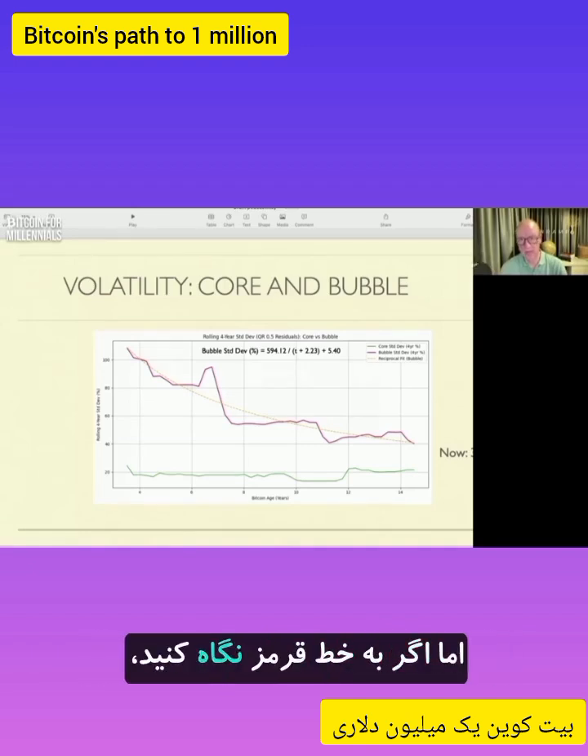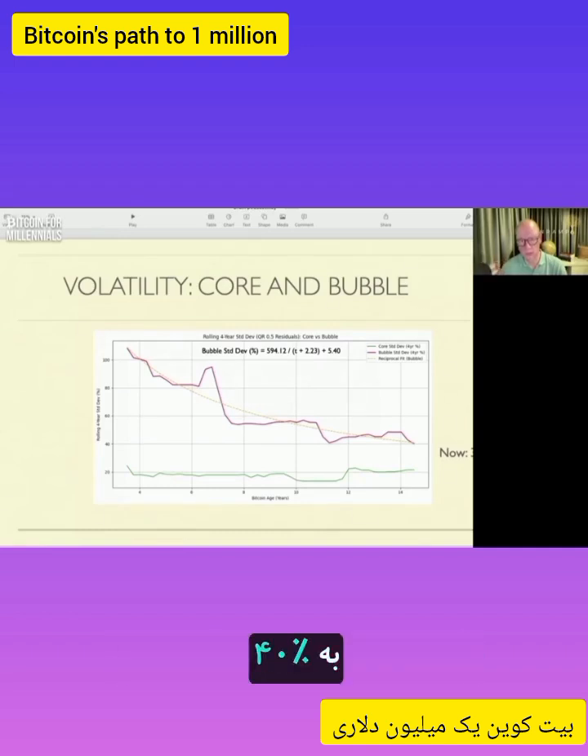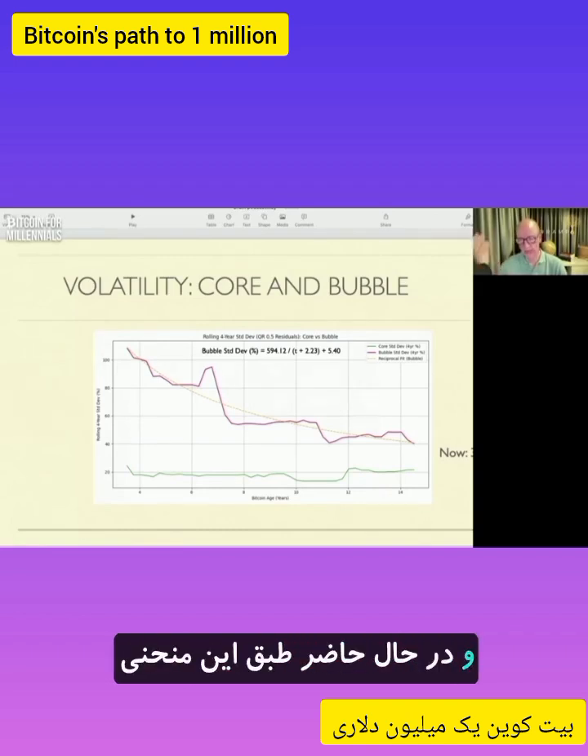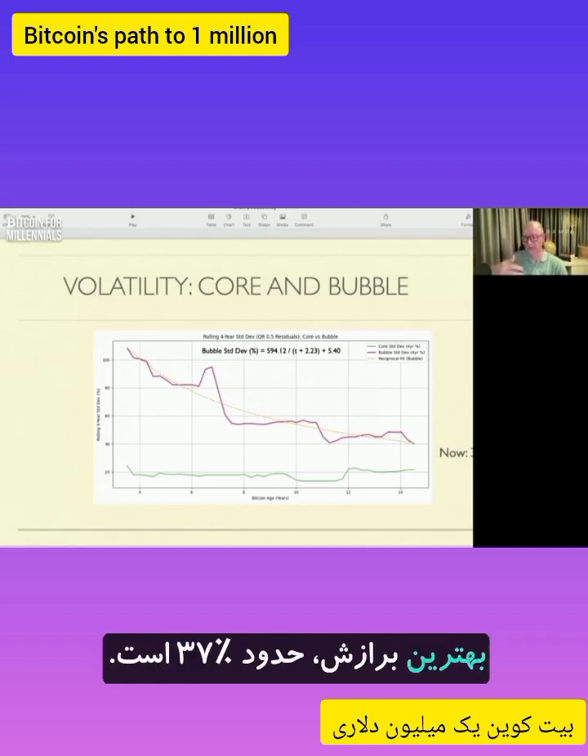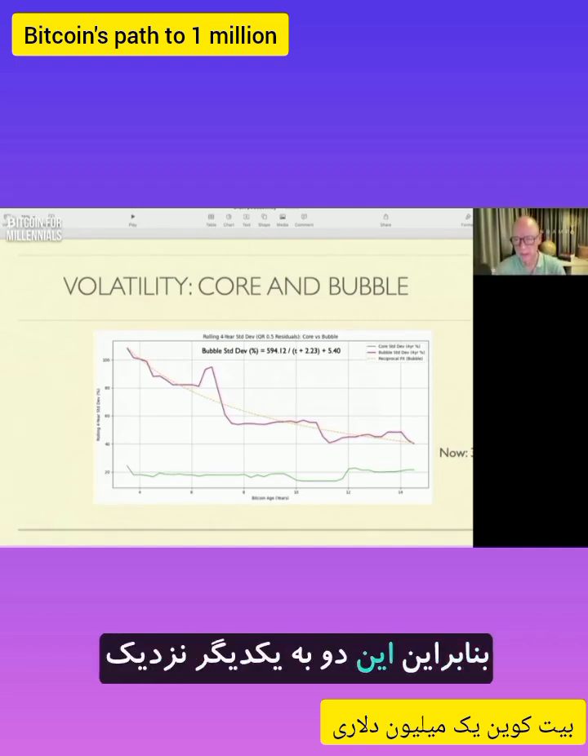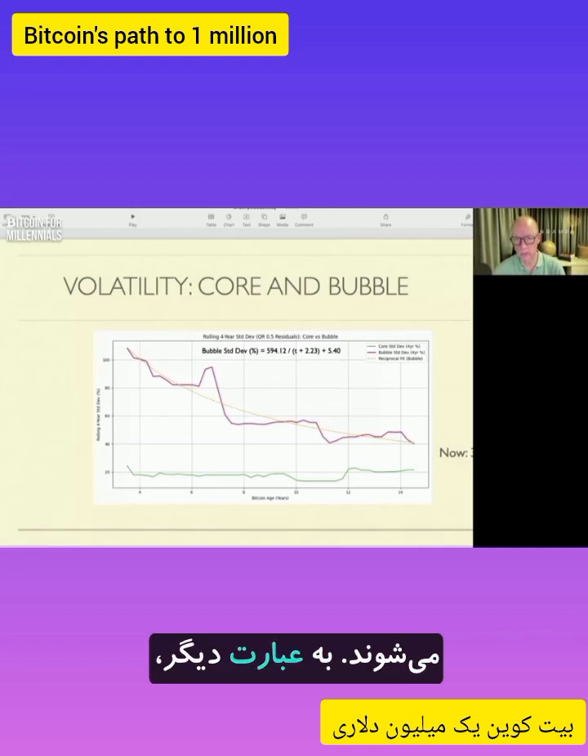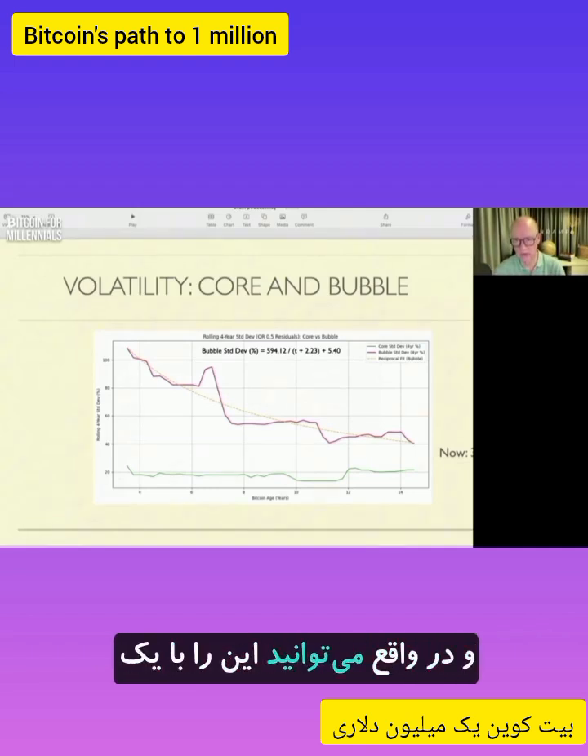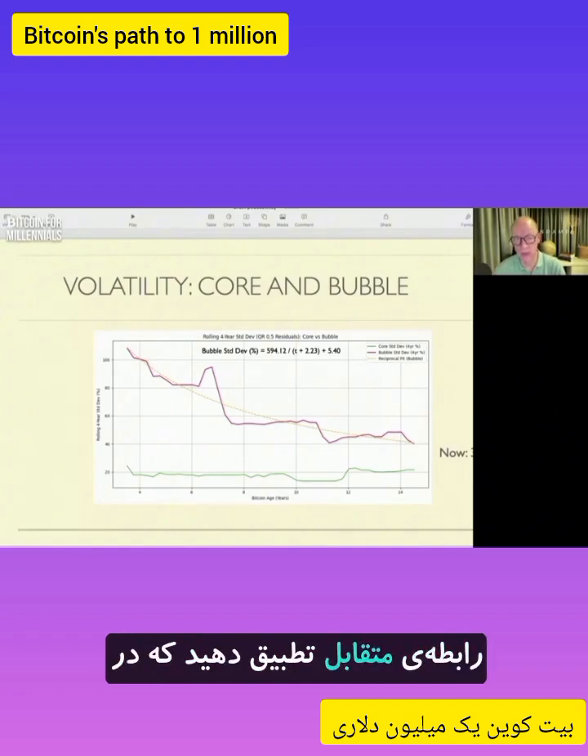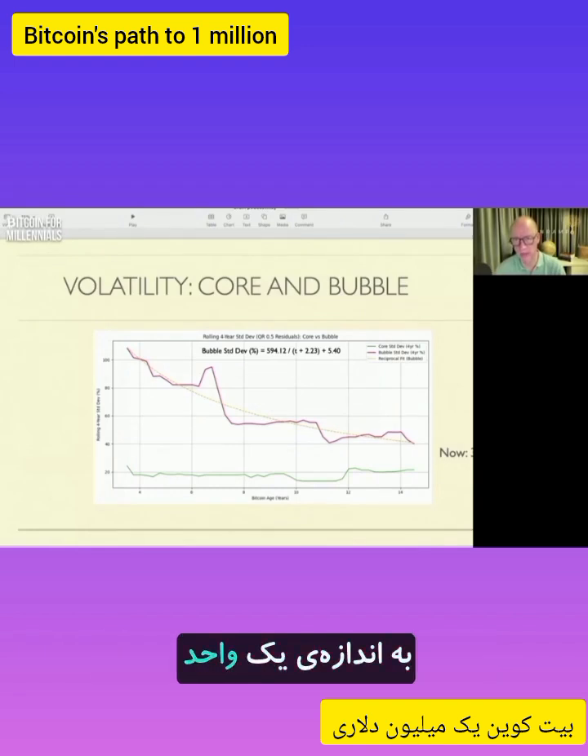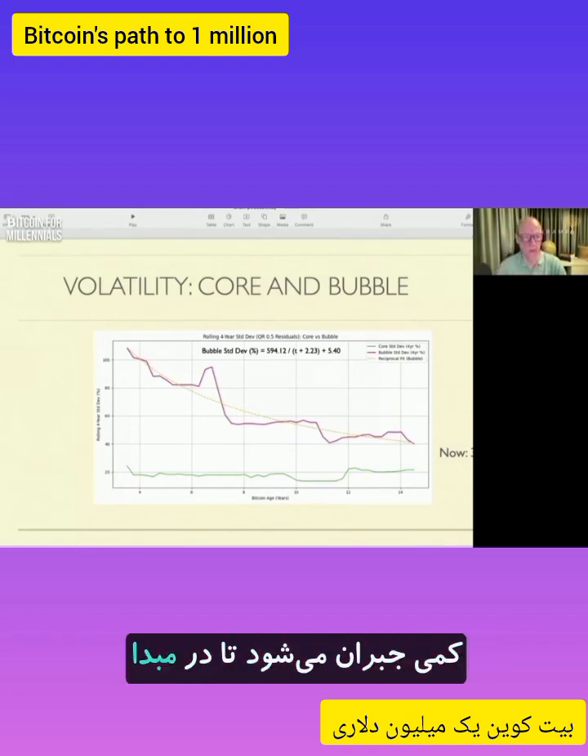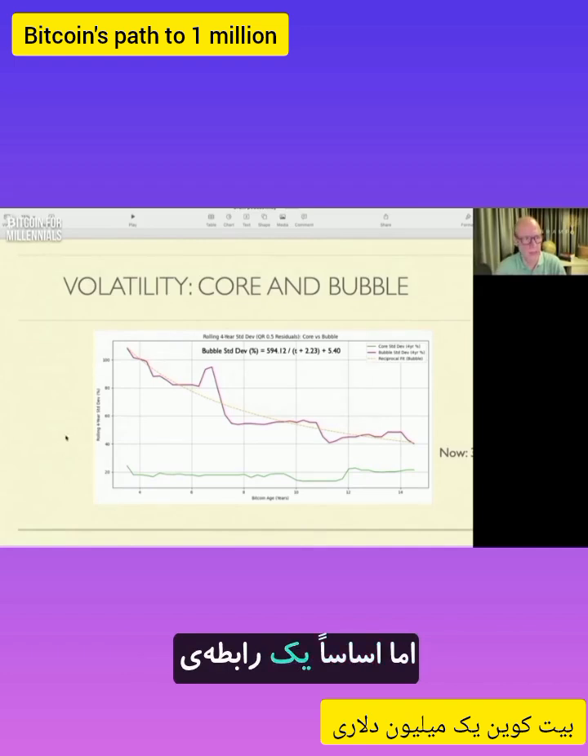But if you look at the red line, that's the bubbles, and we see the standard deviation has dropped very significantly from over 100% down to 40%. And right now, according to this best fit curve, it's about 37%. So these two are approaching each other. In other words, the bubbles are getting less energetic, with lower standard deviations. You can actually fit that with basically a reciprocal relationship where it's falling roughly as 1 over the age of Bitcoin, with a little bit of an offset so that you don't go to infinity at the origin.